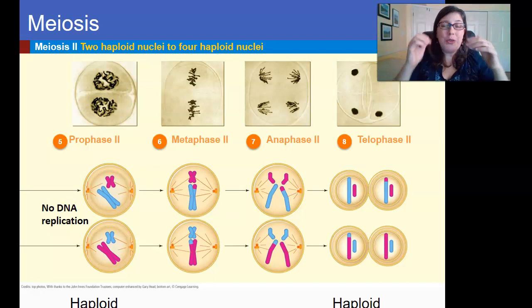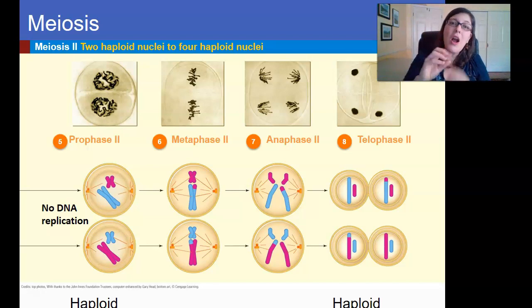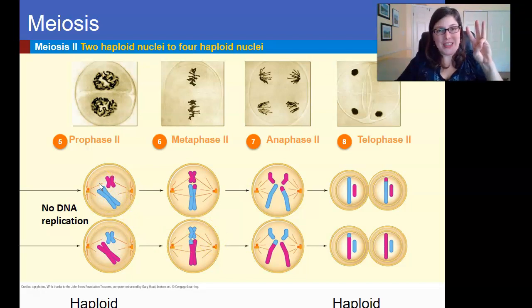Those spindle microtubules are going to form and start reaching out to grab the kinetochores, which are in the centromere of that chromosome. That chromosome is still made up of 2 sister chromatids. You can see here and here. So that is prophase 2, those 3 steps.